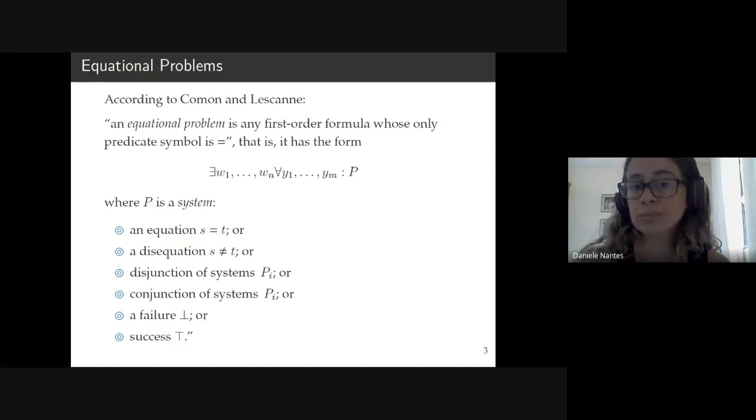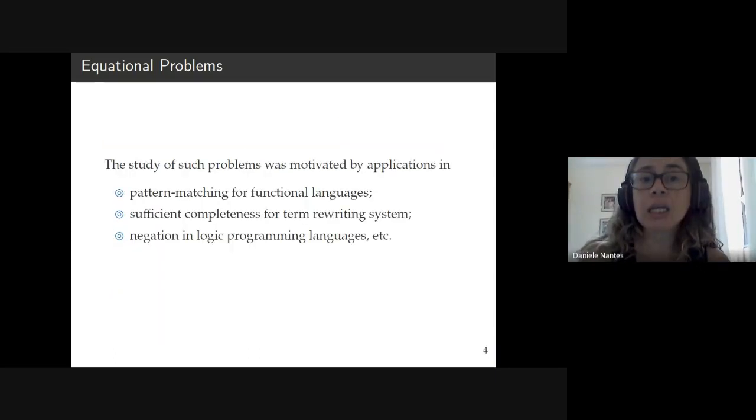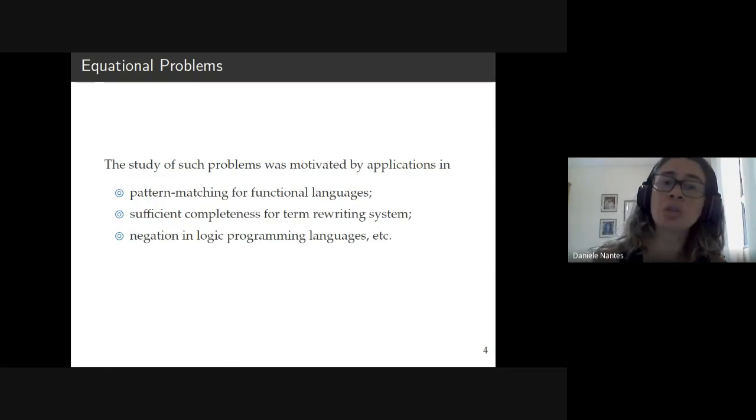So we started thinking about this problem. This is a first order problem. And this problem is interesting because it's useful for pattern matching for functional languages, for sufficient completeness for term rewriting systems, and in negation in logic programming languages, and so on.